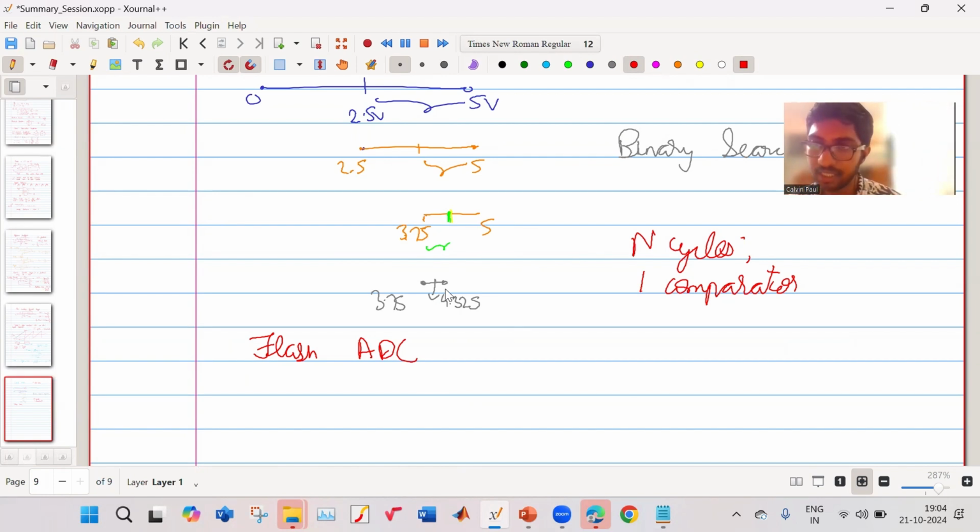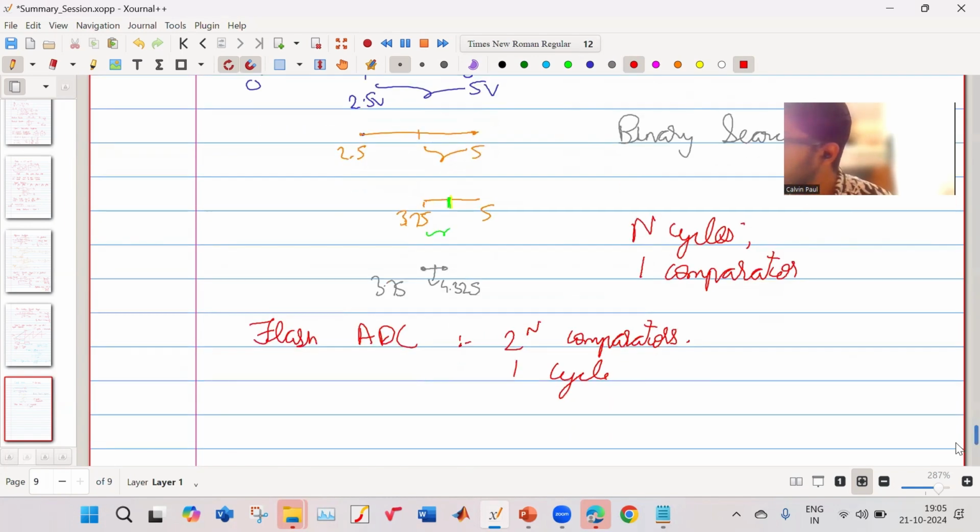But in the flash ADC, we have many comparison stages which do the comparison in one shot and give you the exact range your voltage is in, and give you that voltage. So a flash ADC requires 2 raised to n comparators, and it is very fast, giving you the value within one cycle. Okay, so this is the flash ADC.